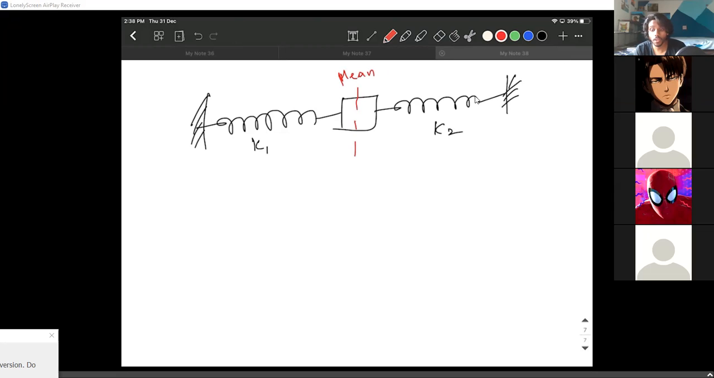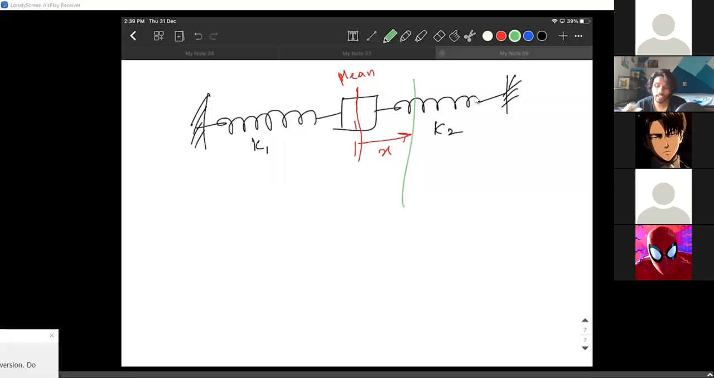Now, to find the time period, I'm reminding you to go step by step. What's the first thing you should do? Find the restoring force. No, you should disturb it first. If it is at the mean position, there is no restoring force at all, right? So disturb it by x. Now check what the restoring force will be.